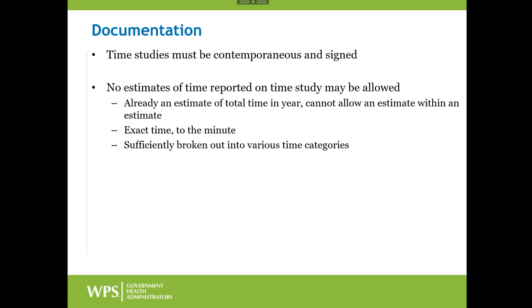So, when did you start performing that particular service? When did you end at that time? And it has to be sufficiently broken out into various time categories, similar to what was on the allocation agreement, but possibly even more detailed than that, depending on what types of activities. It has to be detailed enough so we can clearly identify whether a particular service was provider component, professional component, or not allowable at all.